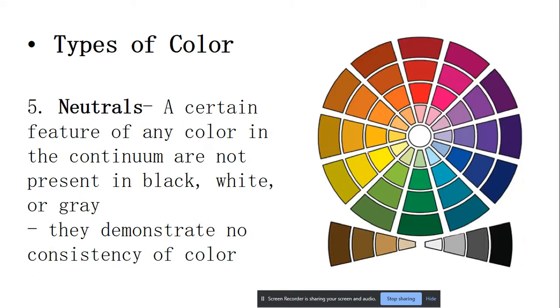Okay, so now let's have the neutrals. A certain feature of any color in the continuum is not present in black, white, or gray. They demonstrate no consistency of color. So, the term neutral does not demonstrate any consistency of color.